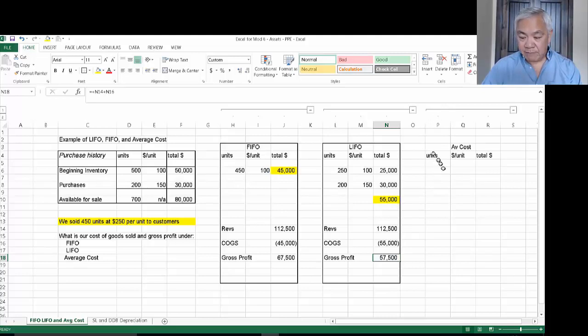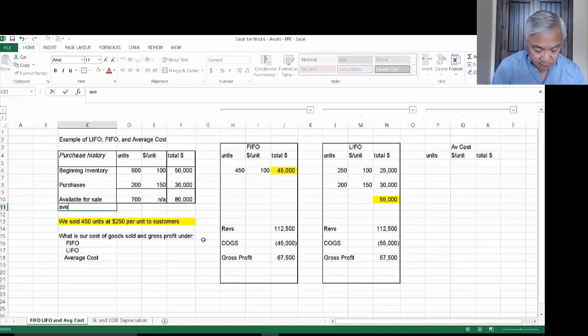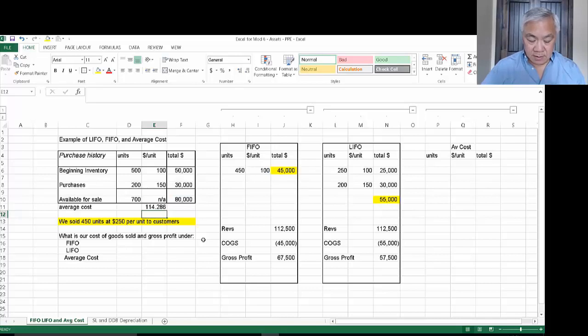So the next one is average cost per unit. Now under average, I'm going to go back here and take the average right here. And average is a simple number. It's how much did you pay overall? 80. How many did you buy? 700. So the number is 214.